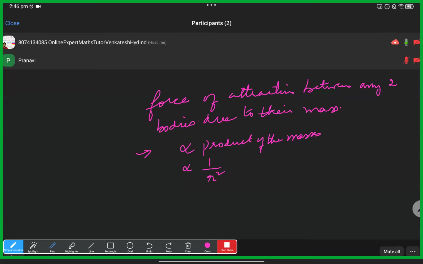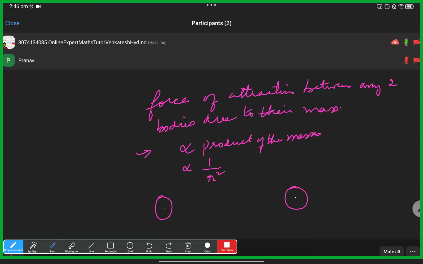Square of the distance means, suppose we have two bodies, should the distance be D or S? Generally, if most of the bodies are circular or spherical, we'll take the radius, we can call it radius also. That is simply we can represent it with R also.